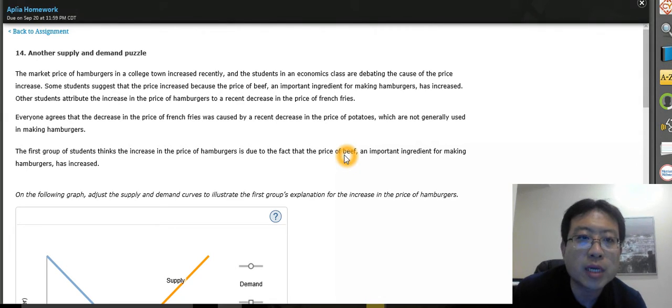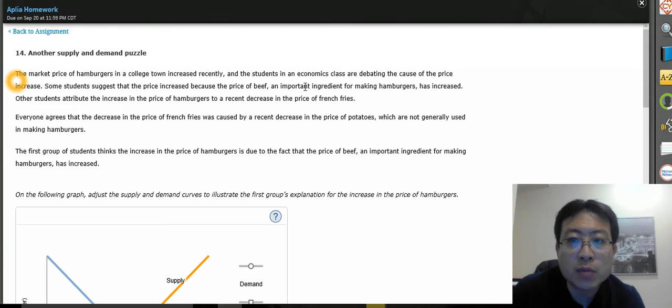All right, here we go. Another puzzle. The market price for hamburger in College Town increased recently, and students in economics class are debating the cause of the price increase. Some students suggest that the price increased because the price of beef, an important ingredient for making hamburger, has increased. Other students attribute the increase in the price of hamburger to a recent decrease in the price of French fries. And everyone agreed that the decrease in price of French fries was caused by a recent decrease in price of potatoes, which are not generally used in making hamburgers.